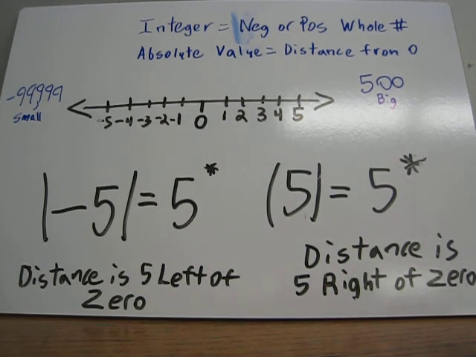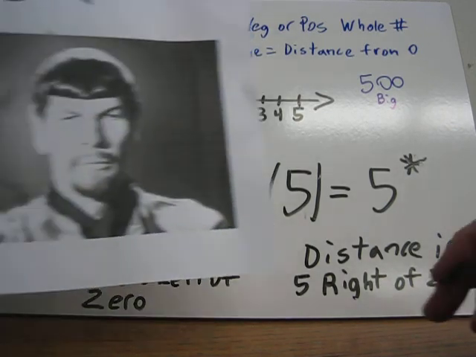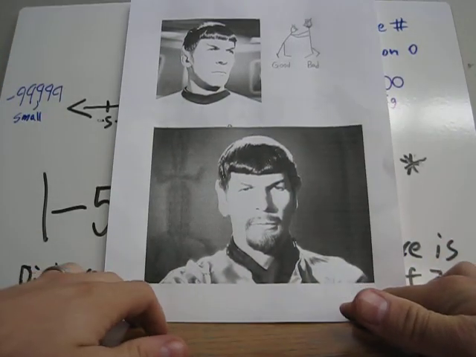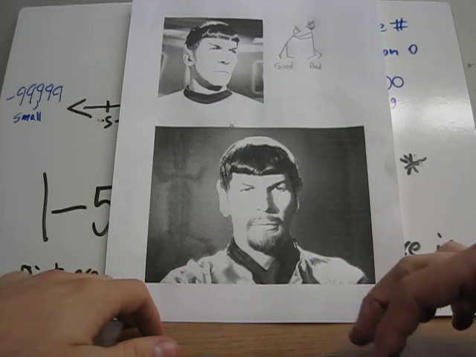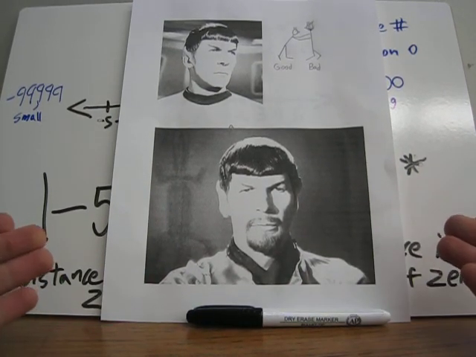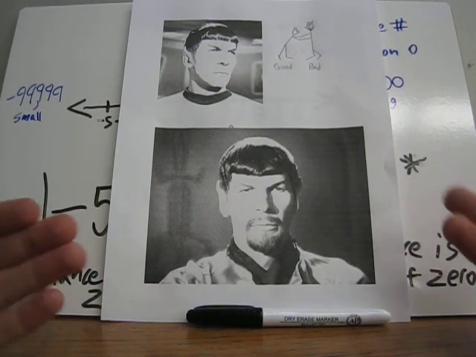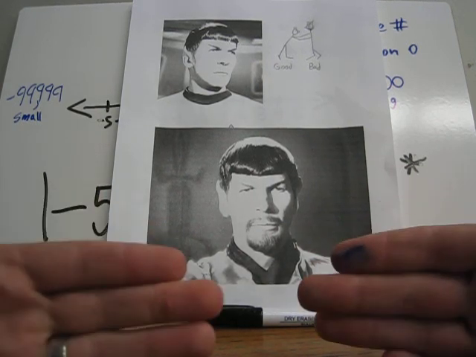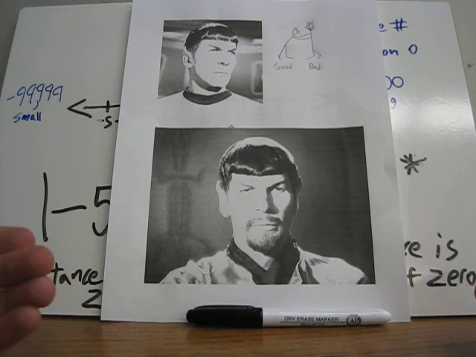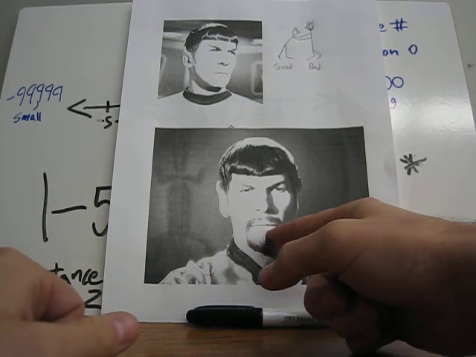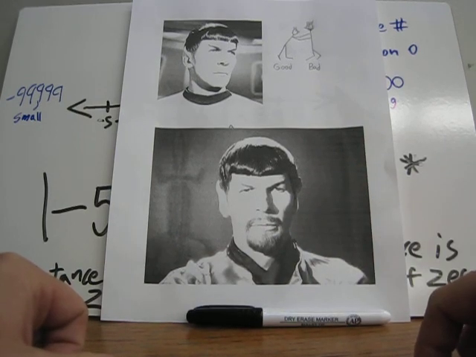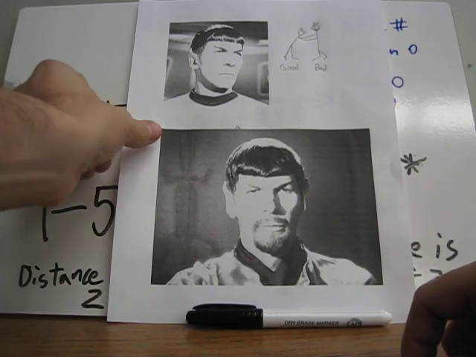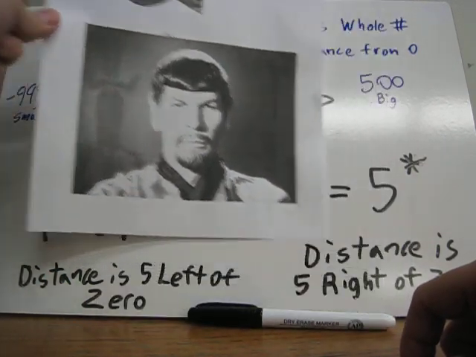So, before we go into adding and subtracting, I want to get back to Star Trek. Good Spock, bad Spock. If we have good Spock and bad Spock, and they get in a fight, nothing's going to happen. They're going to get locked in combat forever and ever because they're both the same person. The only difference is one has a goatee. He's bad.